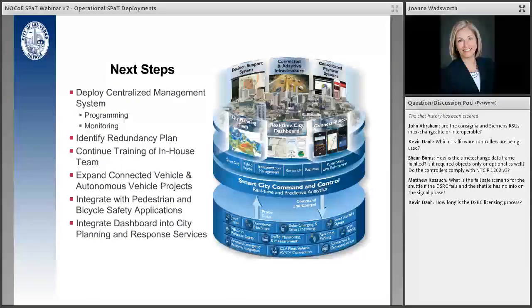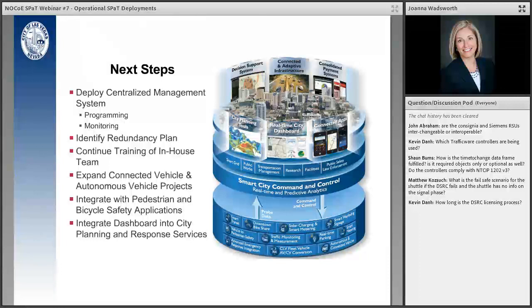As far as next steps go, we'd like to continue to build our current operational deployments and continue to build on our smart city environment. We are definitely looking at a central management system for programming and monitoring of all of our DSRC, regardless of the make and model of them. Right now we're using the individualized management software for each.